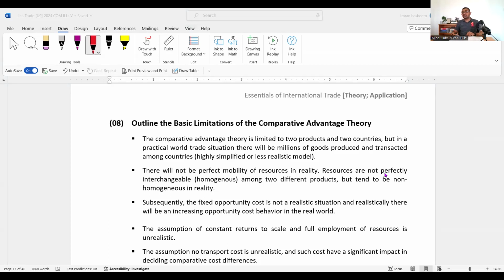In the real world, what is always applicable? Increasing opportunity cost, or the law of increasing marginal opportunity cost. And also we have assumed constant returns to scale. All of these are assumptions. Every assumption makes the model a bit weaker, especially when the assumption is different from the reality or what happens in the real world. Then it says full employment of resources, but sometimes we know there is unemployment, unavoidably.